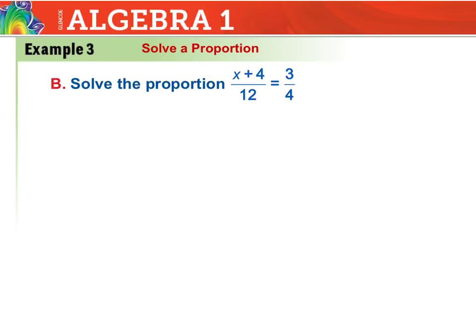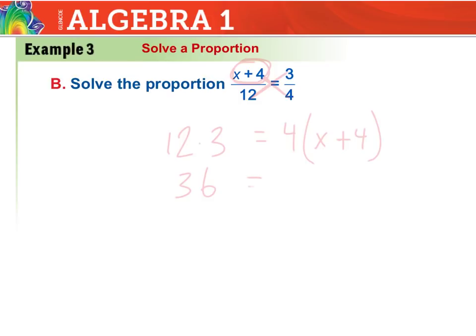This one looks a little different because instead of just having a variable by itself in the numerator, the variable could be in the denominator too, that's fine. I've got this expression x plus 4. So again, we're still going to cross multiply and divide. So look, 12 times 3, that looks pretty much the same. But remember, I want to multiply 4 times this. So now it looks like that.